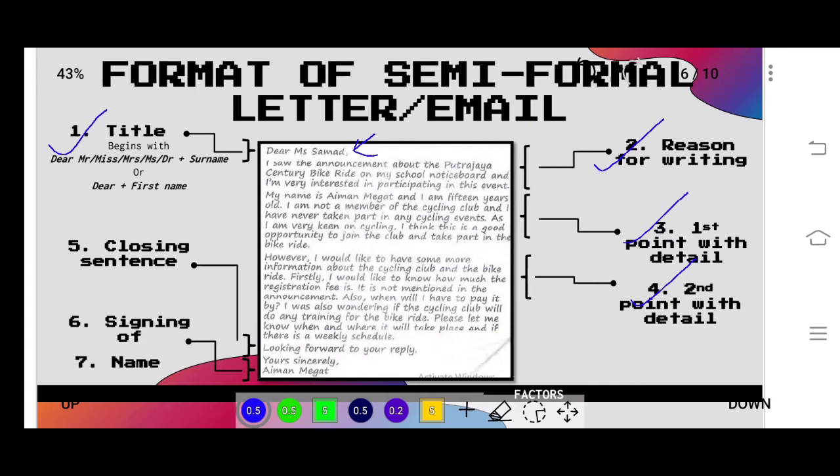So basically, this is the purpose of your second point in the semi-formal letter. You stated that in the announcement there is no information such as the fees or the training, so you want to know. You write this semi-formal letter because you want to know the information. The writer is using indirect questions because it is more polite. So that is number 4, the second point with detail. Let's move on to the next part of the format.